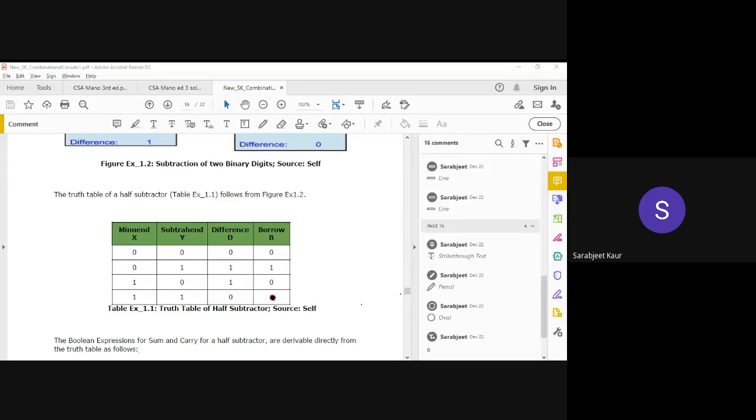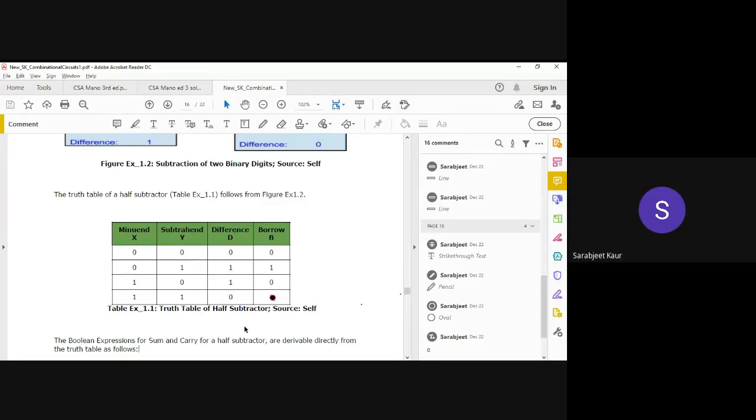Let us turn our attention back to the presentation. Okay. So you can see here, what did you do? How did you derive the expressions for difference and borrow, students? By using K-map. Yes, ma'am. Right.